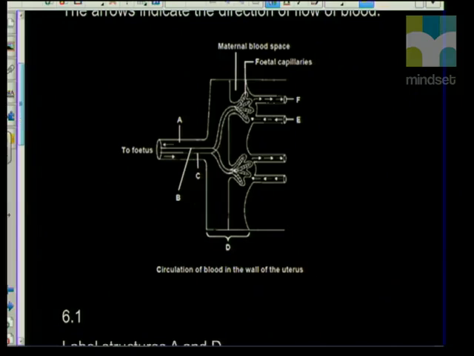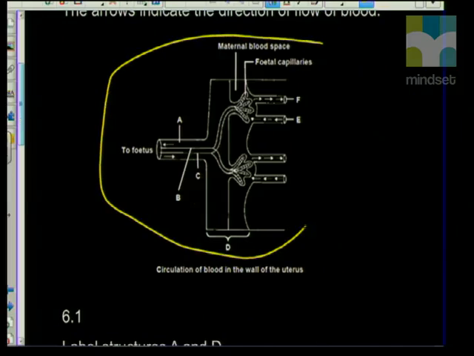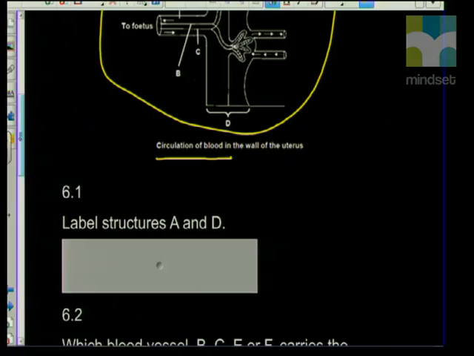Okay. If we have a look at this thing here. Okay. Very strange. It's actually not that bad. Yeah. It is the circulatory system between the walls of the mother and the baby. Okay. So it's the umbilical cord and where it joins in. Okay. So now the question is, label structure A and D.